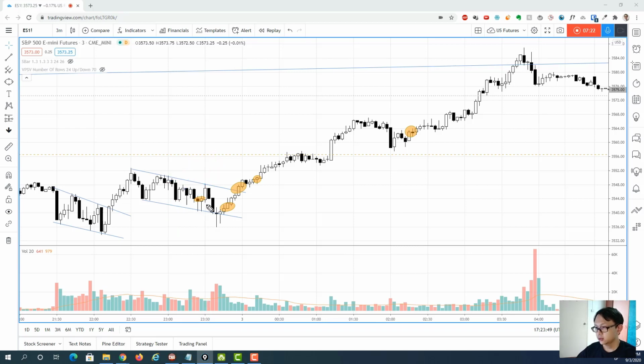So if I were to enter it here, purely based on a test of the prior swing low and also this downward channel here, then I think mostly I would be stopped out somewhere around here with this kind of accelerating reaction and volume. So this is another reaction trying to spring the prior swing low here.